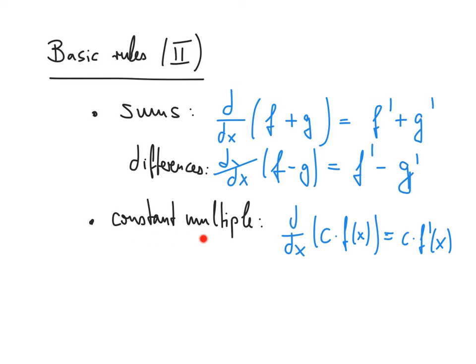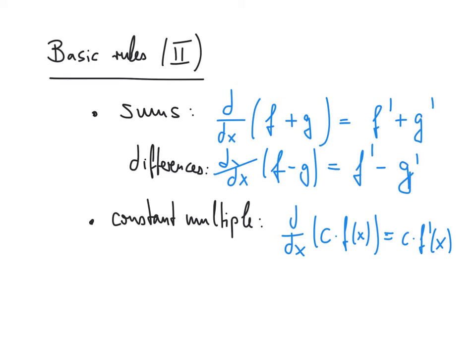The constant multiple rule says if I multiply a given function f by a constant, then the derivative of this new function is just taking the constant and multiplying it with the derivative of f. So multiplying by constants is also a very nice operation with respect to the derivative, in the sense that it does not affect the derivative much, right? So here we multiply by a constant, we multiply by the same constant, and just take the derivative of the original function. Very nice.